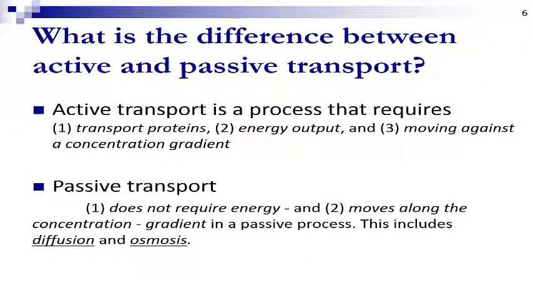What is the difference between active and passive transport? Active transport is a process by which materials move against a concentration gradient, and it requires transport proteins and energy. On the other hand, passive transport does not require energy. In this process, molecules move along the concentration gradient, and this includes diffusion and osmosis.